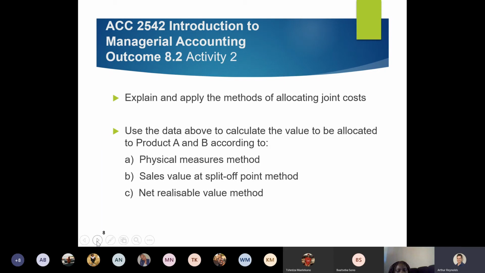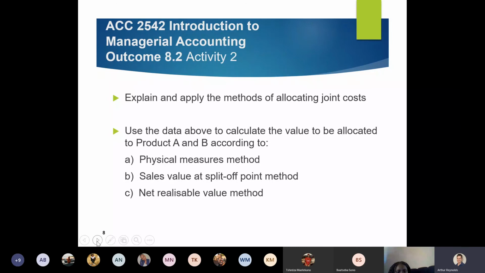The sales value at split-off point method, that would be the value. So the higher relative value you've got for a product in terms of the sales value, the more cost you will apply to it. And then the other one is a net realizable value. That entails the sales value less the further costs to process it.